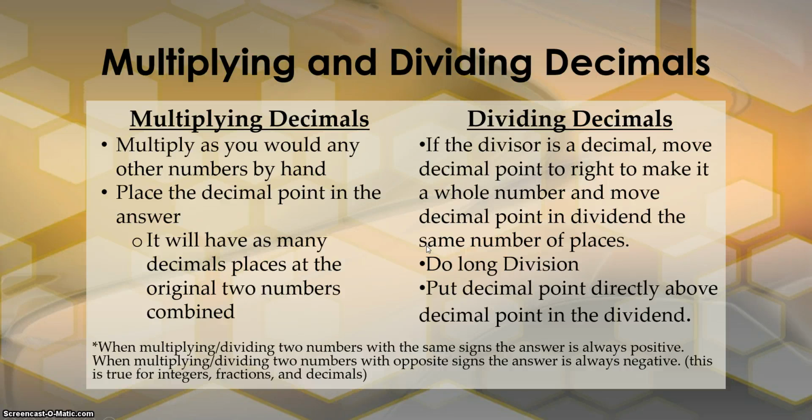For dividing decimals, if the divisor is a decimal, move the decimal point to the right to make it a whole number, and move the decimal point in the dividend the same number of places. Do long division, and then put the decimal point directly above the decimal point in the dividend.